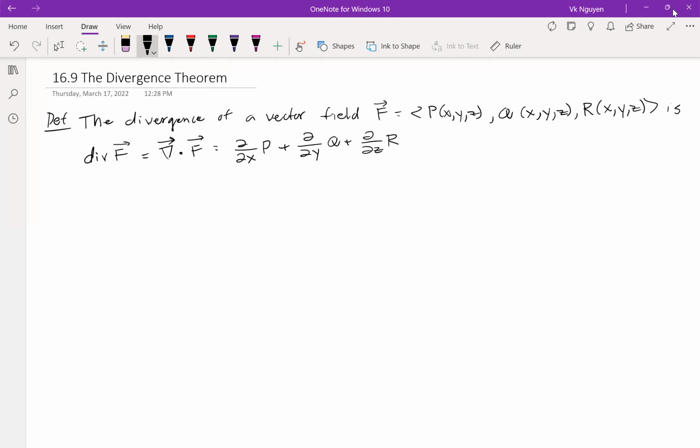Okay. Divergence measures the expansion or contraction of a vector field. Okay, so here comes another definition.